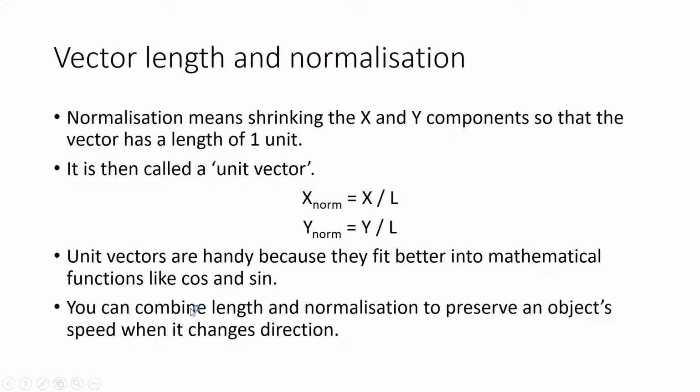Now these two things go well together. You combine them, you get length and normalization. You can preserve an object's speed when it changes direction. So you get the length of the vector to preserve its speed, and when you work out the new angle, you find the x and y of the gradient of that angle, normalize it, and then multiply it by the speed, and you'll get the same speed in a different direction.